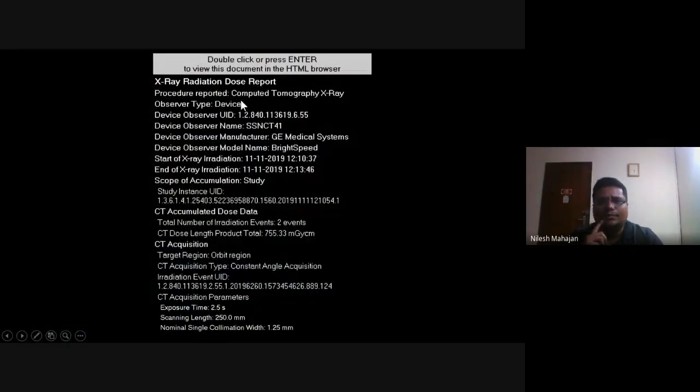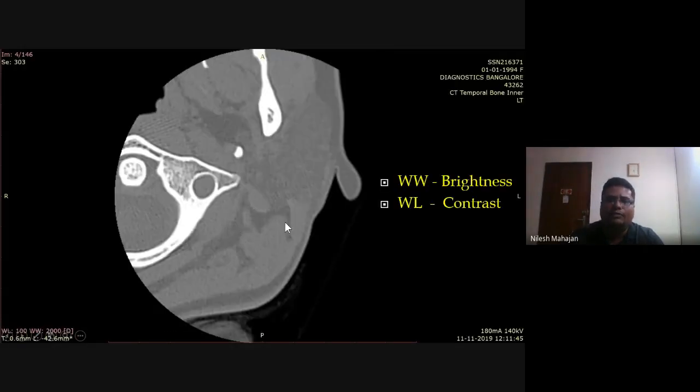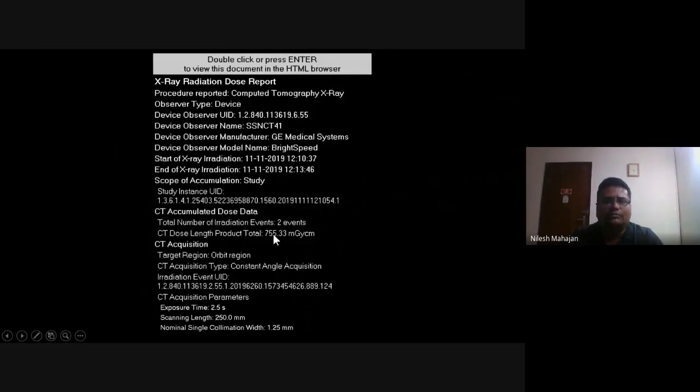So these are some X-ray radiation dose reports which will be provided in the CD, which will mention how much was the CT accumulated dose data, how many events they did to take the particular scan. So here you can see the CT dose length product was 755 mGy·cm. Then you can see how much was the exposure time. It was 2.5 seconds. How much was the scanning length? It was 25 centimeters, that is 250 mm. So all this, then you can see what type of machine is used.